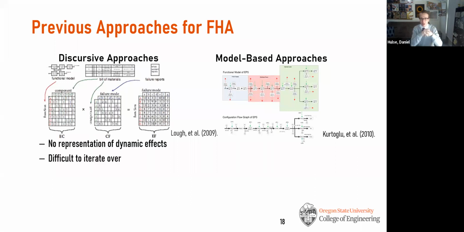The limitation with these approaches is that there's not really a representation of dynamic effects. So if we want to consider the resilience of a system, it's a little bit limited. The other piece, like we talked about in the introduction, is that whenever you're using a manual process like this, it can be difficult to iterate over in design. If we want something that we can use to explore really large design spaces with computation, we'd prefer to have some sort of computational model. Additionally, there are model-based approaches in the literature.